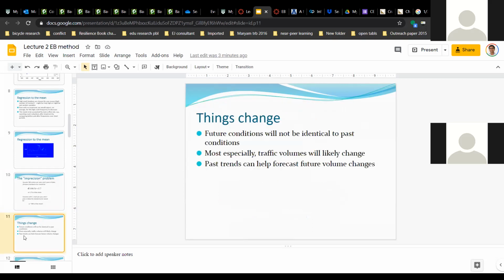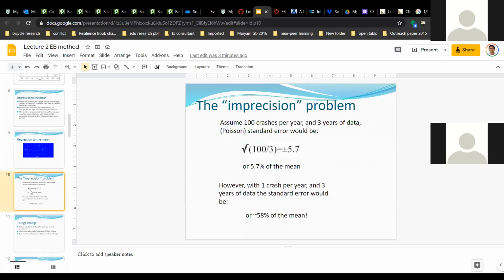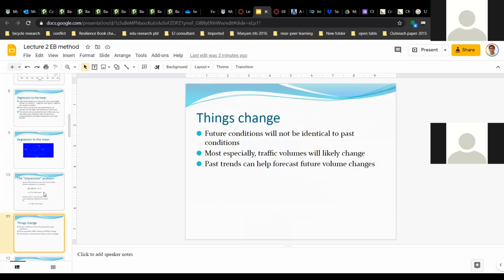But then we've talked about this, right? Things change. The conditions may not be identical to the past. The traffic volumes would change. The past trends that help forecast traffic volume might change as well. So going into the past may help a little bit with the standard error, but that will still be problematic because there are so many confounding factors that affect safety. So you could try to address the imprecision problem by increasing the number in the denominator to 10 or 8 or something. But again, that comes with its own problem.